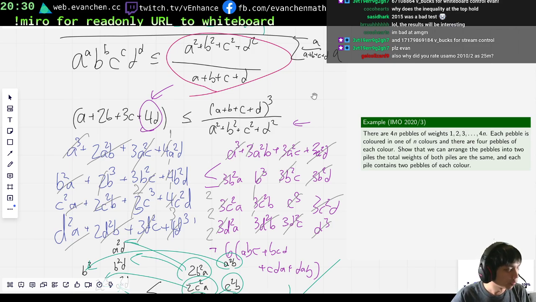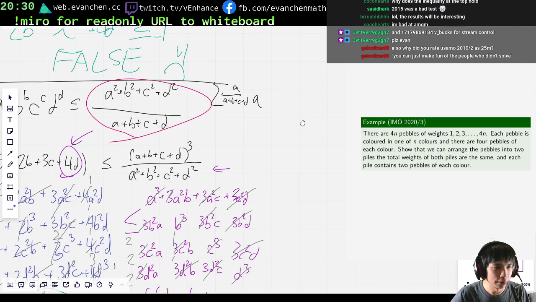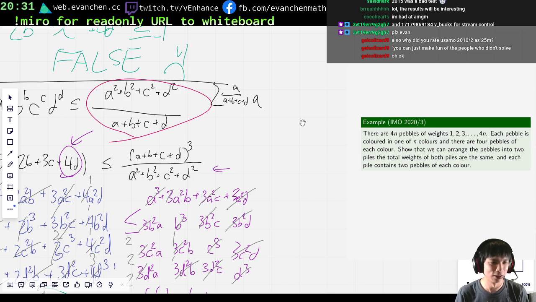Why did I write 2010 as 25? I downgraded it to 20 recently. No, I didn't say who didn't solve it. I said make fun of the people who got their prediction wrong. You don't make fun of the people who don't solve a problem. That's actually mean. But the people who are going around saying that this problem is like a high school honors problem, you can make fun of them. Oh, that's fine.